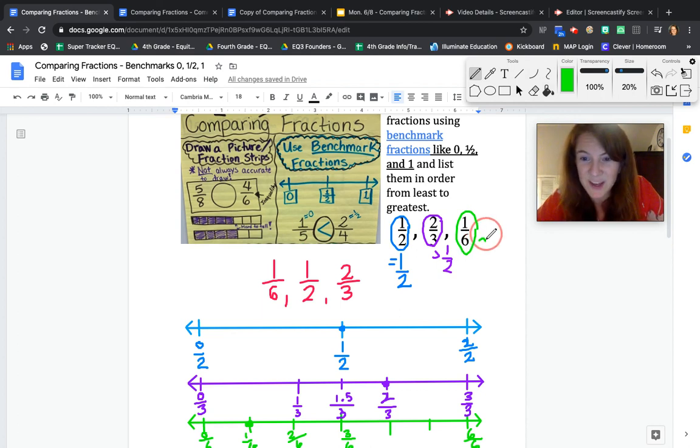So I could say 1/6 is about 0. It's hardly any of the 6. So if I know 1/6 is about 0, we could even just put about 0. That already, without even drawing the number lines, helps me to put these in order. The one that's closest to 0 is the smallest, the one that's half is in the middle, and the one that's greater than half is the biggest for this situation. So that's using benchmark fractions.